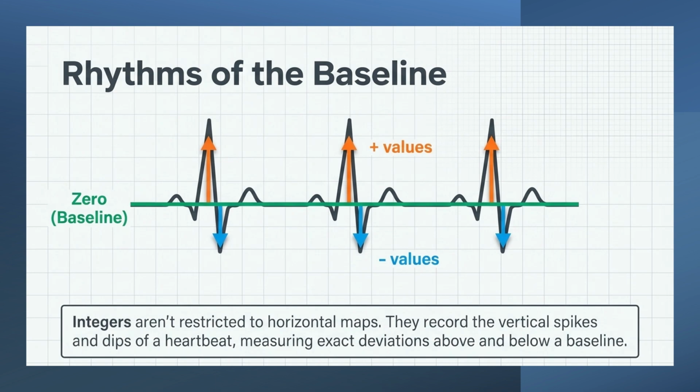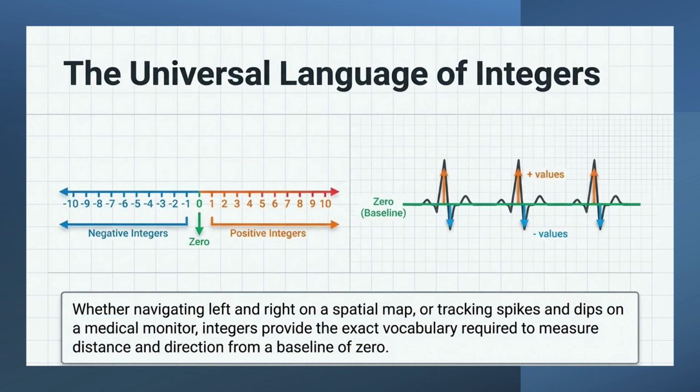0 is the baseline, whereas the positive integers are the up values and the negative ones are the down values. They are recorded like vertical spikes, like dips of a heartbeat, measuring exact deviations. So when we compare both, we may get the same understanding of the concept, where the baseline is 0 and the positive integers are up, whereas the negative integers are down.